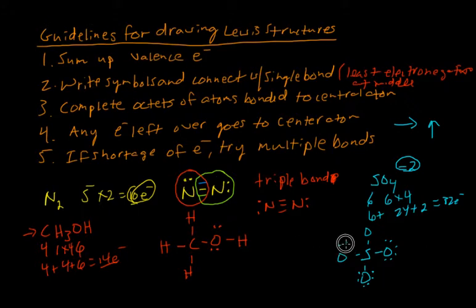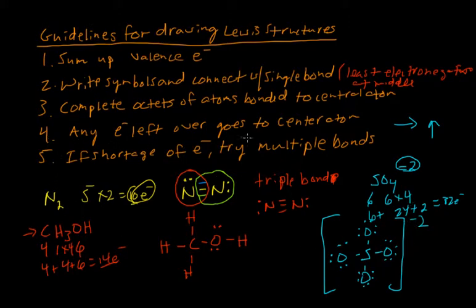So this is 22, 24, 26, 28, 30, and 32. So that gives me my total number of 32 electrons. Because this was a polyatomic ion with a charge of negative 2, we're going to put this entire Lewis structure in a bracket, and we're going to put a negative 2 on the outside. So this basically shows that this entire thing has a negative 2 charge.